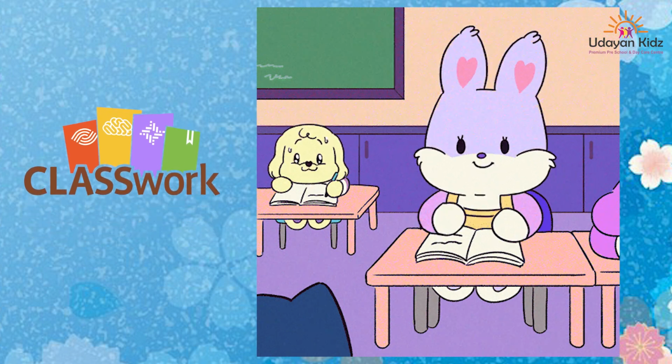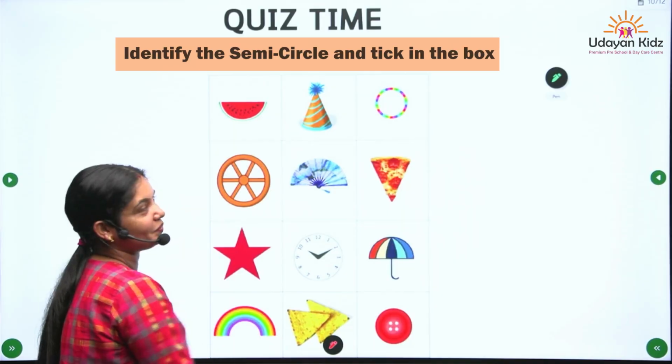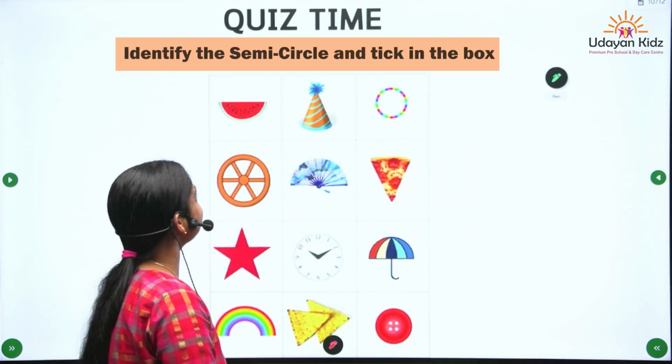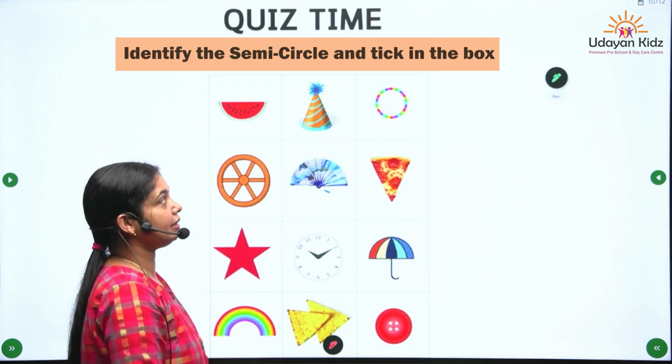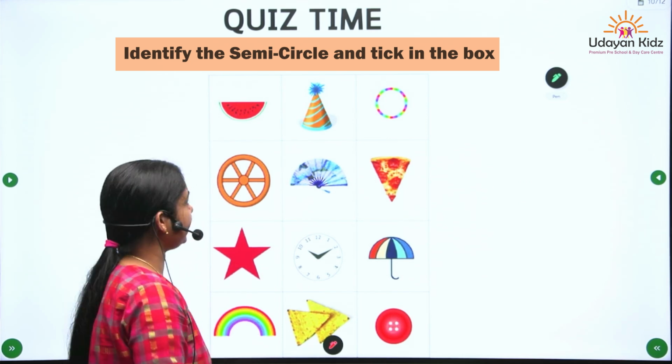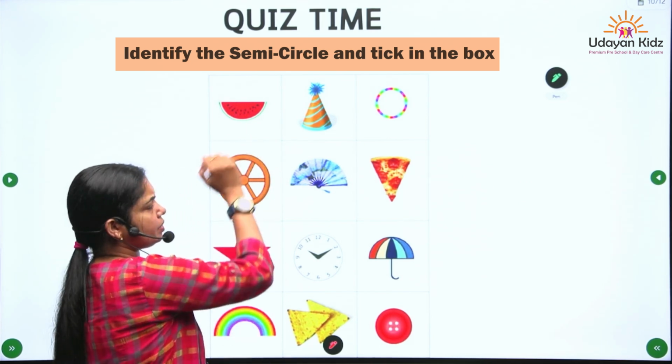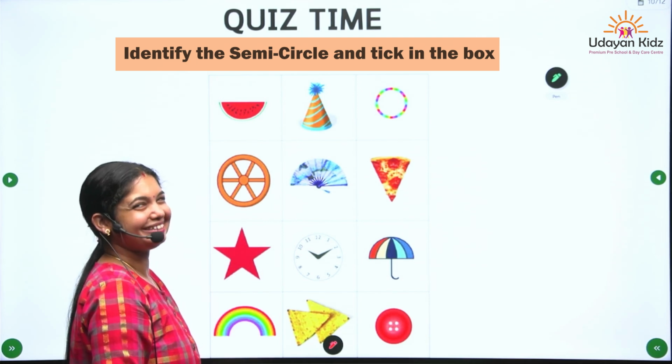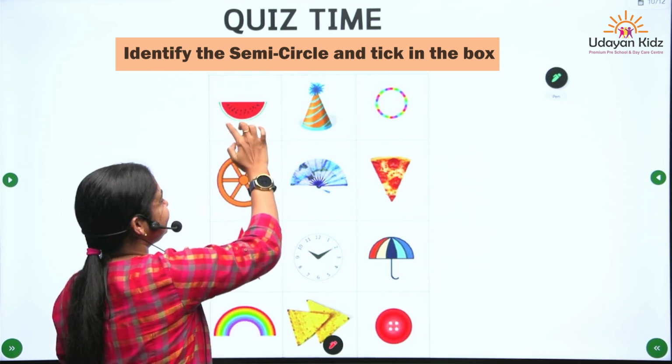Now it is classwork time. Let's solve the question. It's quiz time. Identify the semicircle and tick in the box. Okay? Semicircle shape? Yes, you're right, children.